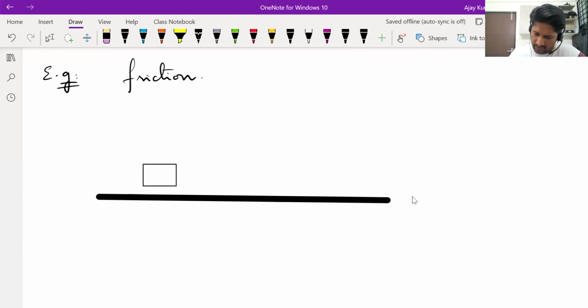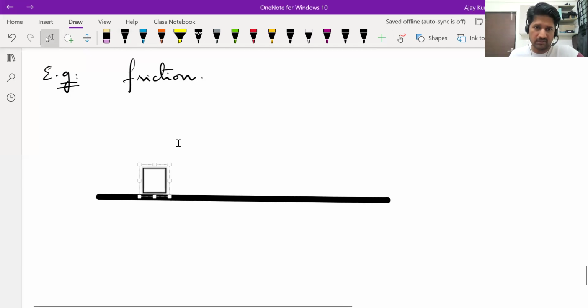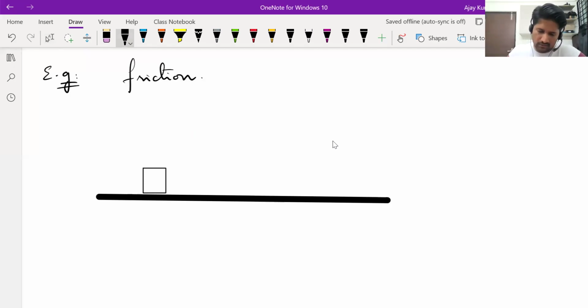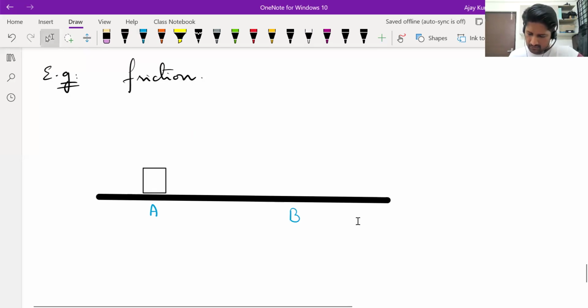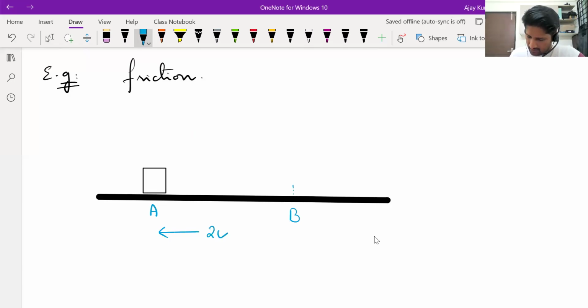Let's say a block is slid, say from this position. Let's consider a small block only, ignore the dimensions of the block. And just because I'm saying ignore dimensions, don't ignore mass. Compared to the displacements that it is going to undergo, the size of the block is small, but it has mass. Okay, let's call this position as A. We are going to take it from A to another position B, where the distance between A and B is, let's say, 20 meters.